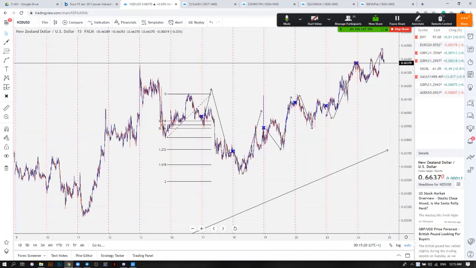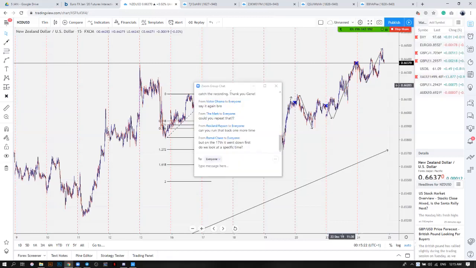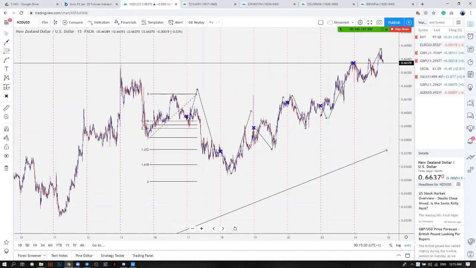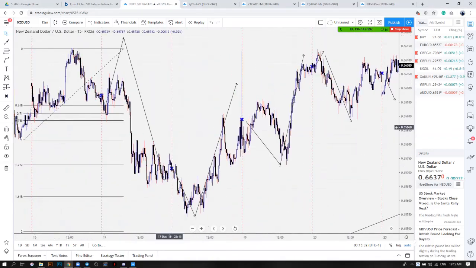Okay, because you know the market direction. But on the 17th, it went down first. The week at a specific time, the 17th went down first. Okay, no. Now, on the 17th, the market went up first, not down, up.